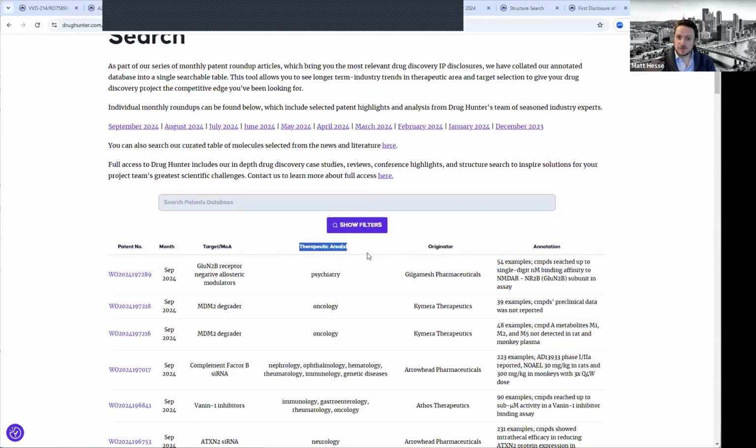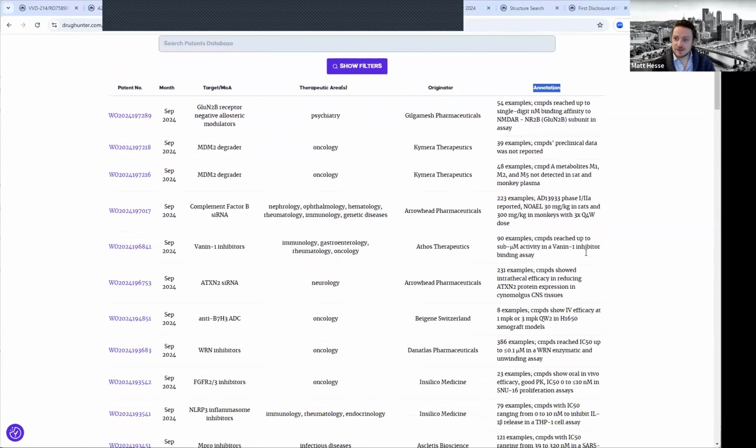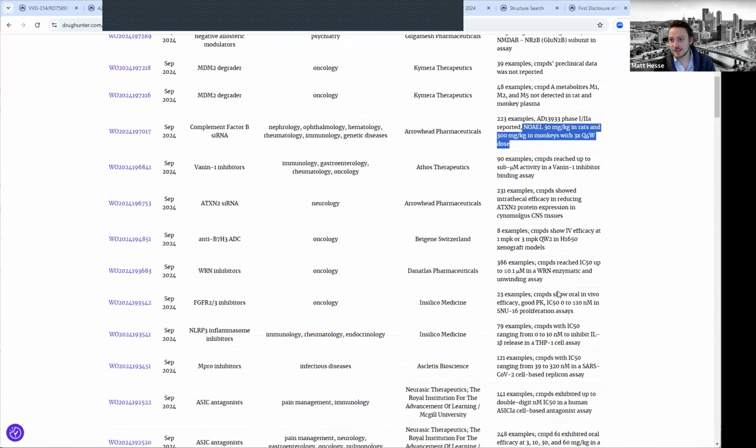What we also do is a manual annotation of what's contained in there. Typically we'll include the number of compounds that are covered, maybe how many different series. We'll look at the potency, and then really try to find the super interesting things that people would want to know about that patent. Is there PK data? Is there tox data? Is there formulation data?